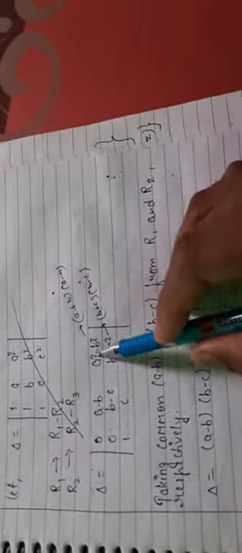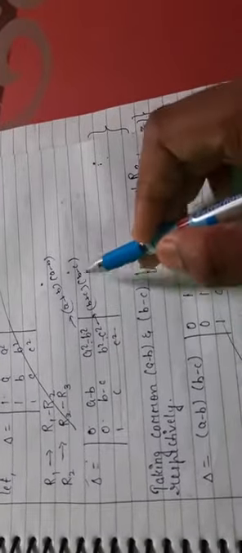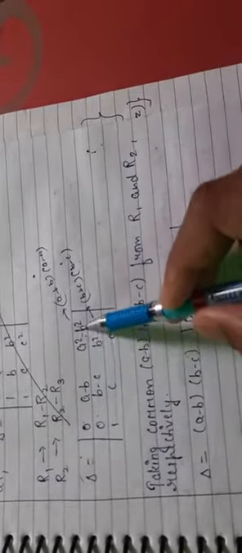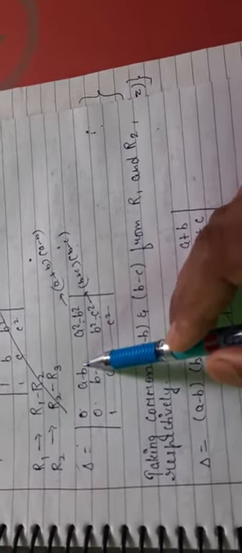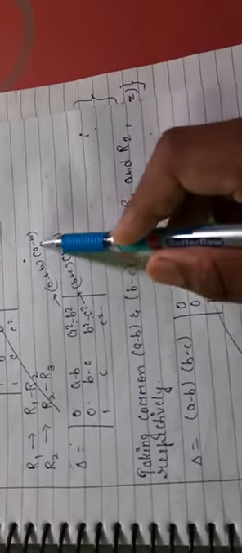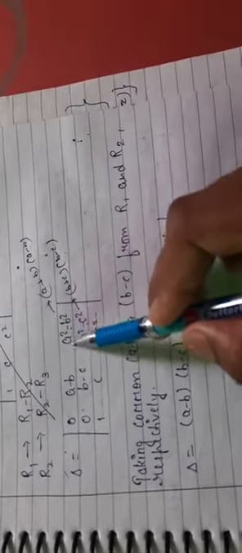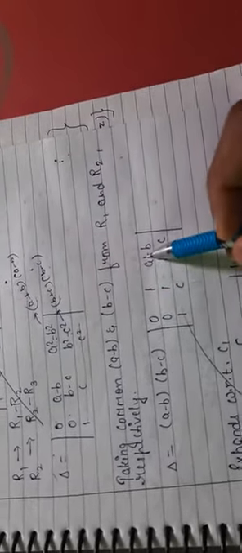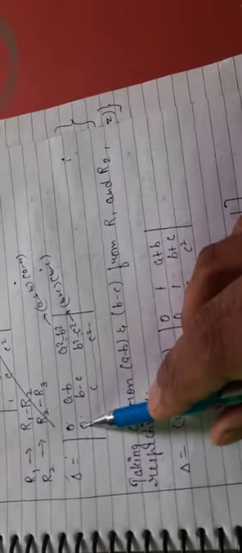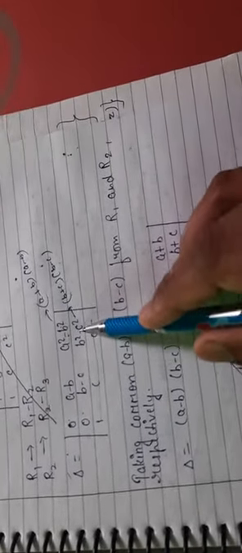Keep this in mind: a square minus b square value is this, and b square minus c square value is this. After that, you can see a minus b is common everywhere. From 0, anything you take common, it will remain 0, so no problem. From a square minus b square we will take a minus b common, then a plus b will remain. After that, b plus c we will take common, b minus c we will take common. 0 1 and b plus c will remain, and the third row will remain as it is, no change.